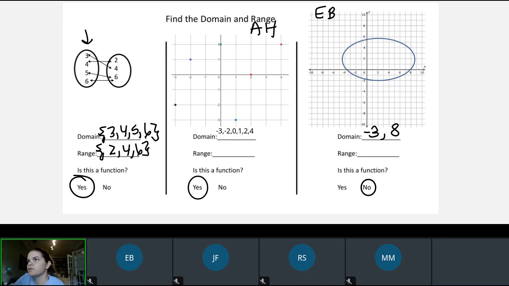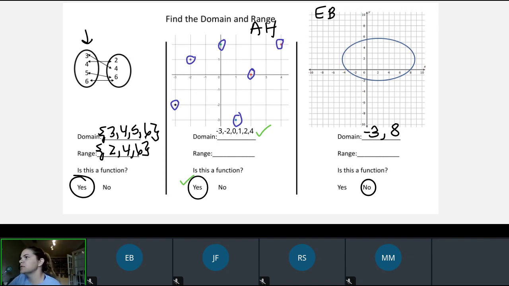Good, Angel. So for Angel's domain, everywhere that we have a point, we're going to write out the x values for that. Okay, so she wrote out -3, -2, 0, 1, 2, and 4. Great job. And as you can tell, we don't have any repeating x values, so it is a function. And now she's just going to write out the y values. So she's going to go back to all these points and write out the y values.